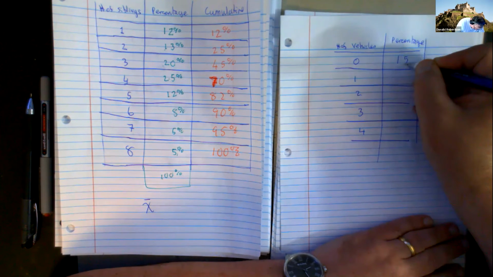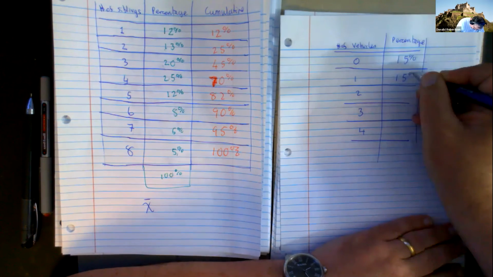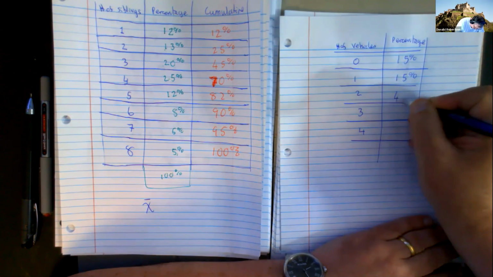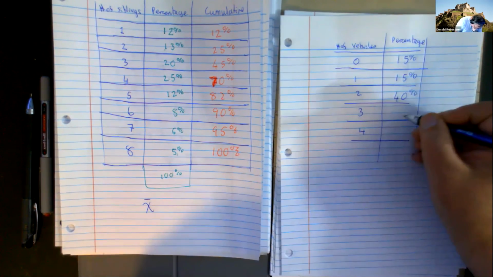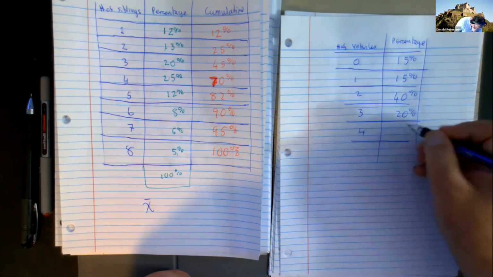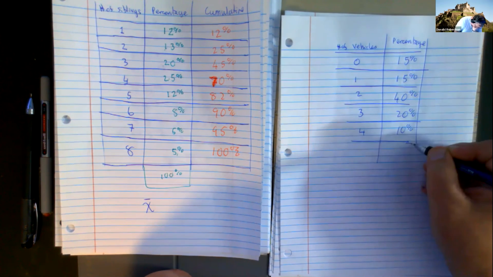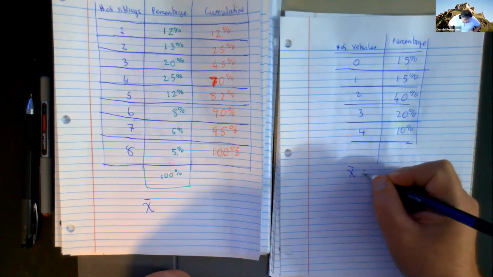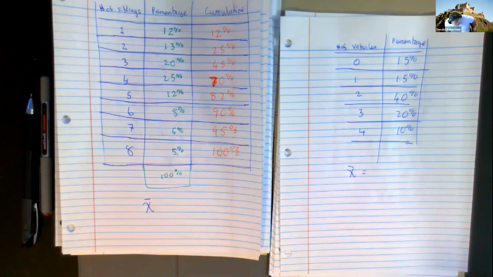15%, 15% again, 40%, 20%, and 10%, right? And what we would like to know from this data is the average number of vehicles in a household. So if you went to someone's house, in your street at random, what would be the average number of cars in that family?